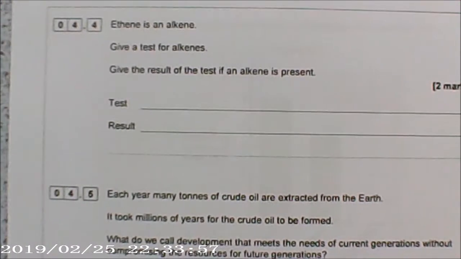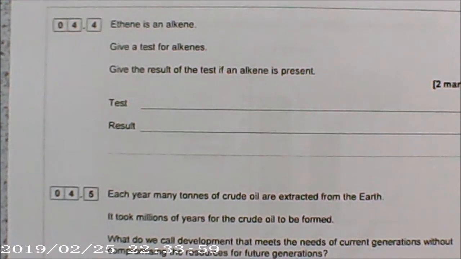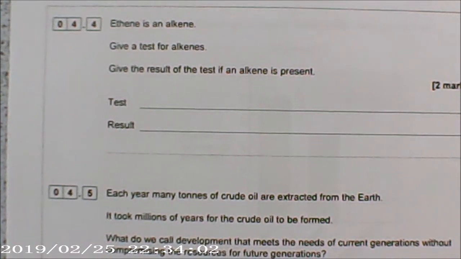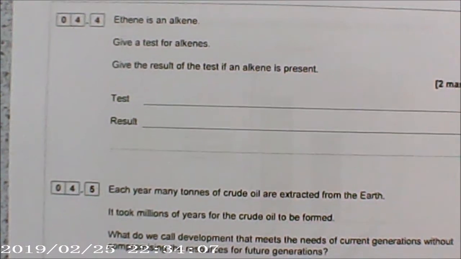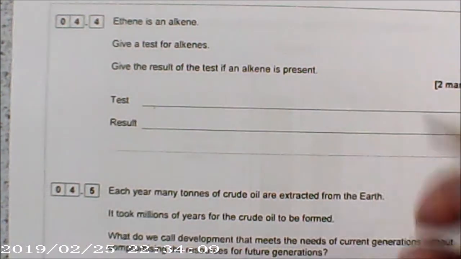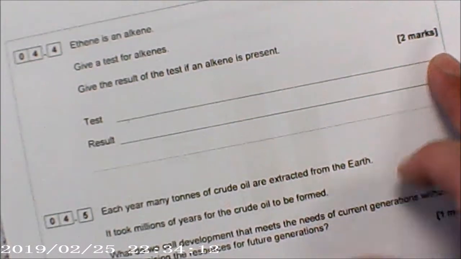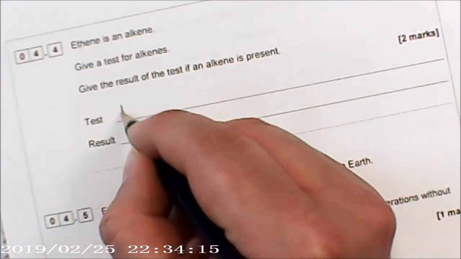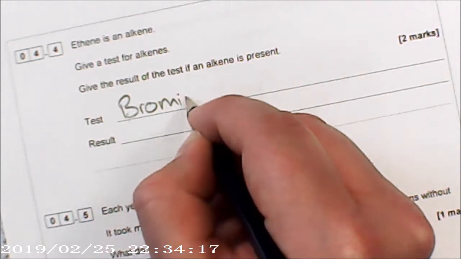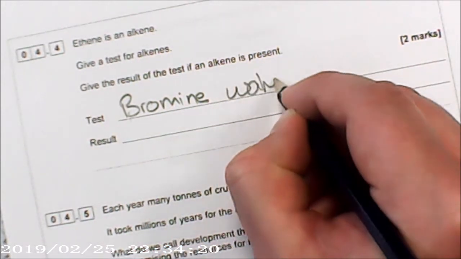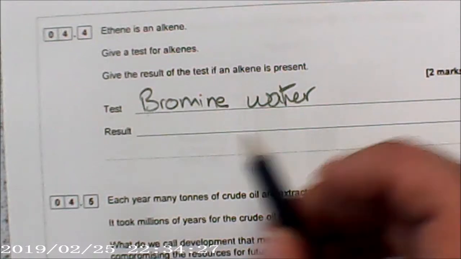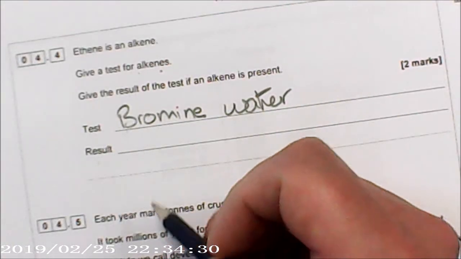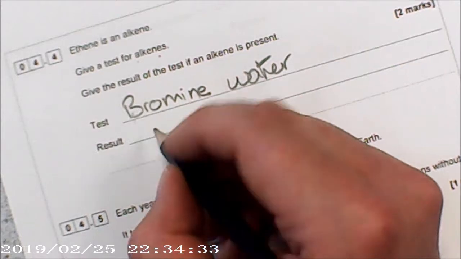Okay, 4.4, ethene is an alkene. Give a test for alkenes. Give the result of the test if an alkene is present. So for the test we need to say what it is that we're going to use. To test for alkenes we use bromine or bromine water. That is that orangey liquid that we can add to it. Give it a shake, and if it is an alkene, the result is it goes colourless.